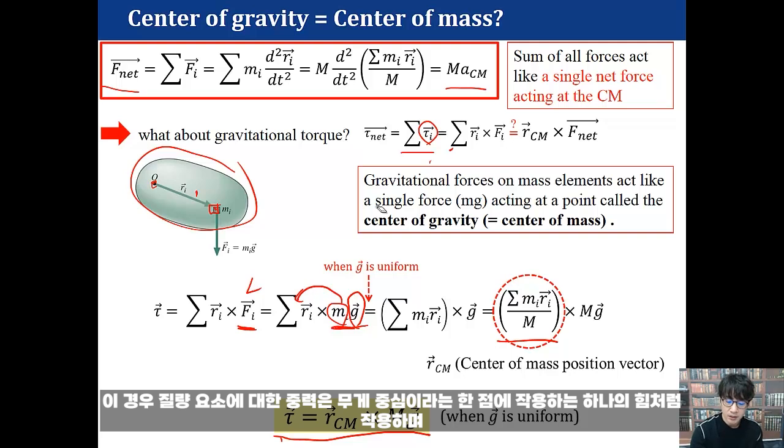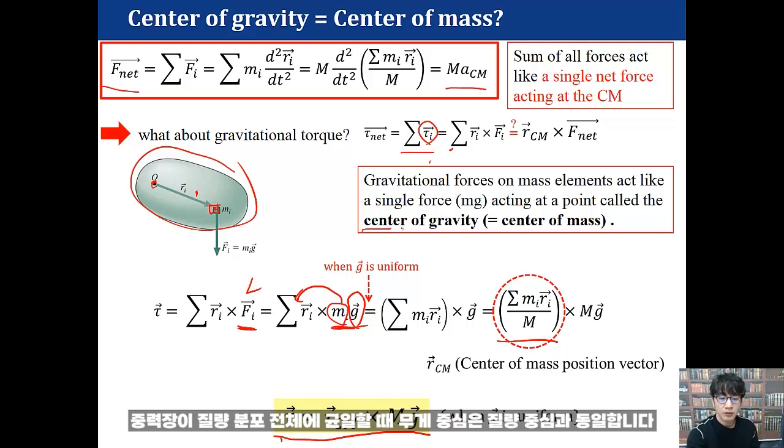So in that case, the gravitational force on mass elements acts like a single force acting on a point called the center of gravity, and the center of gravity is equal to the center of mass when the gravitational acceleration is uniform throughout the mass distribution.